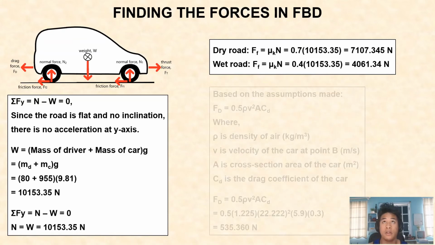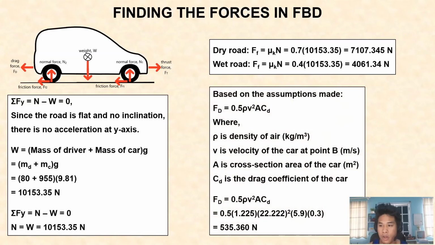While for the wet road, we obtain a frictional force of 4,061.34 Newton. Moving on, based on the assumptions made, we know that the formula of the drag force is 1/2 multiplied by rho v squared A CD, where rho represents the density of air, v is the velocity of the car at point B, A is the cross-section area of the car, and CD is the drag coefficient of the car.